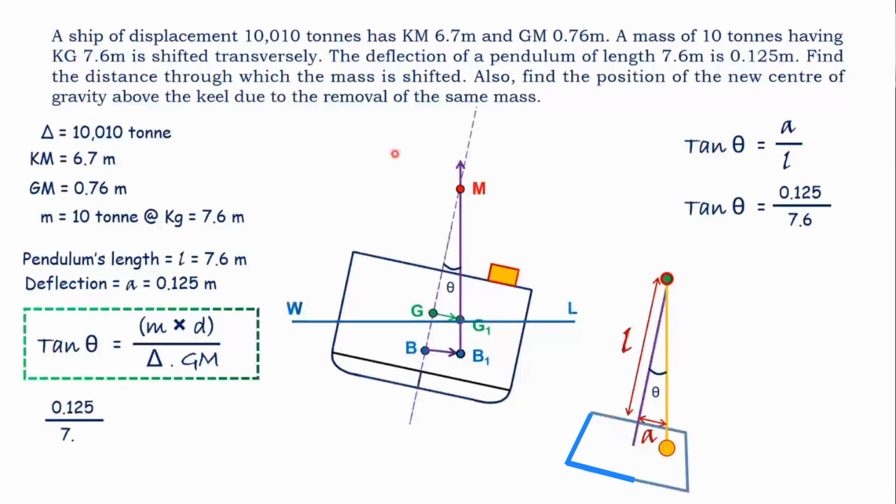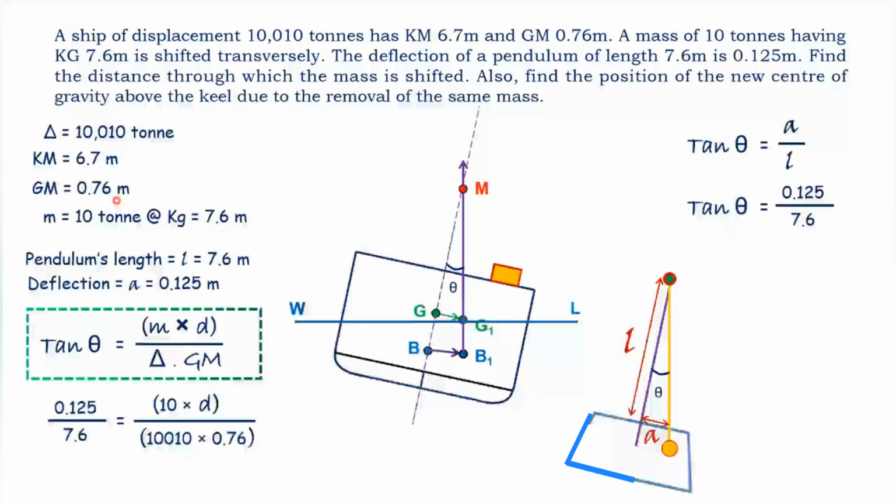So now tan theta we are having right from here. M is 10 ton. D is unknown. Delta is 10,010 ton. And GM is 0.76 meters. Can we solve it now for d for the purpose of having our answer? Very well. 12.512 meters will be the transverse distance covered by the weight, when the deflection at the base is noticed as 0.125 with a length of pendulum 7.6 meters.